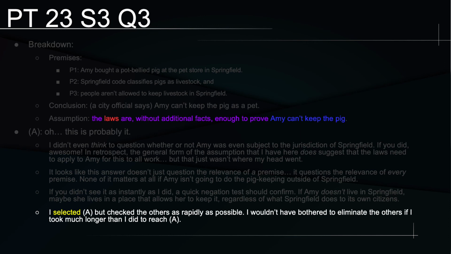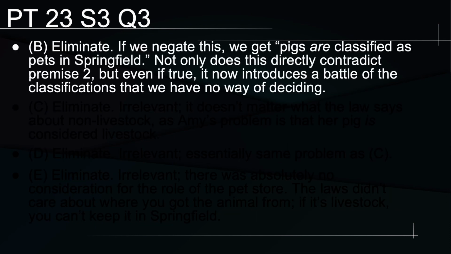But I checked the others as rapidly as I could. Note that I wouldn't have bothered to eliminate the others if I took much longer than I did to reach answer choice A as the correct one. Starting with answer choice B, this is a pretty easy elimination. If we negate this, we get that pigs are classified as pets in Springfield.